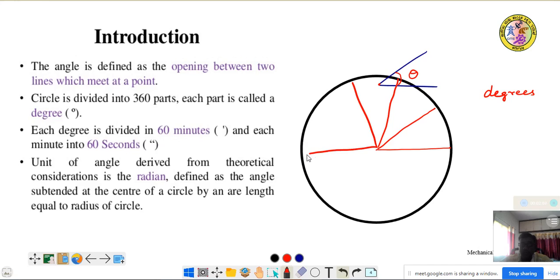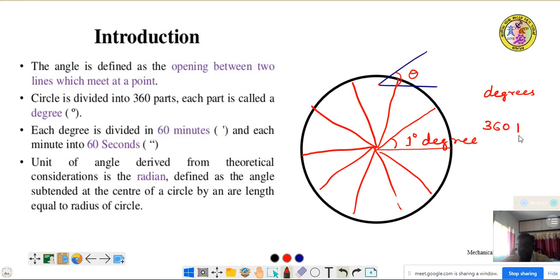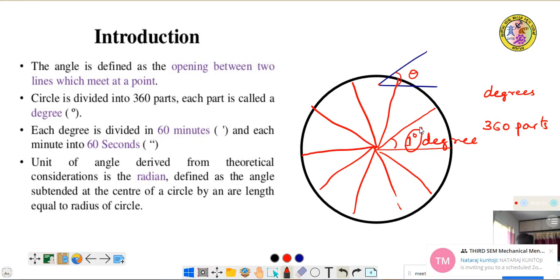How many parts am I going to divide it into? I am going to divide it into 360 parts. Imagine these are 360 parts. Each part is called what? 1 degree. If I divide a circle into 360 parts, then each part is called 1 degree.